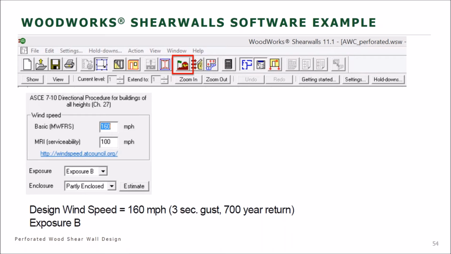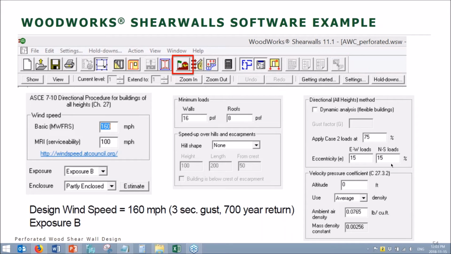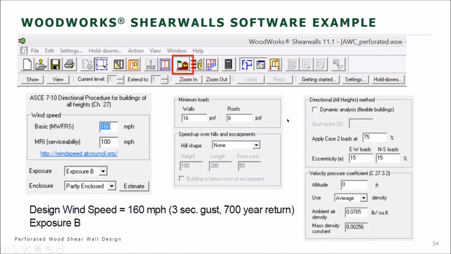We can now input our exposure and our enclosure of our specific building that we're designing. In addition, the software allows you to input minimum wind loads for both your walls and your roof, and it can do calculations for speed up of wind over hills and over escarpments. On the right side, you'll see there's an option to include the dynamic analysis for the all heights wind generation method, so the user can either turn that on or off and input those different variables for that type of analysis.